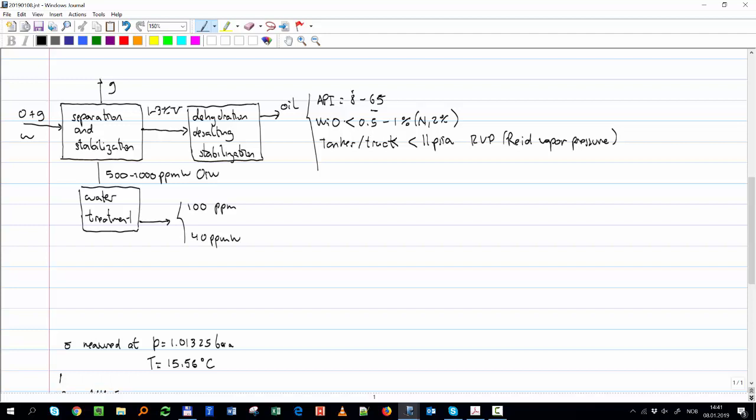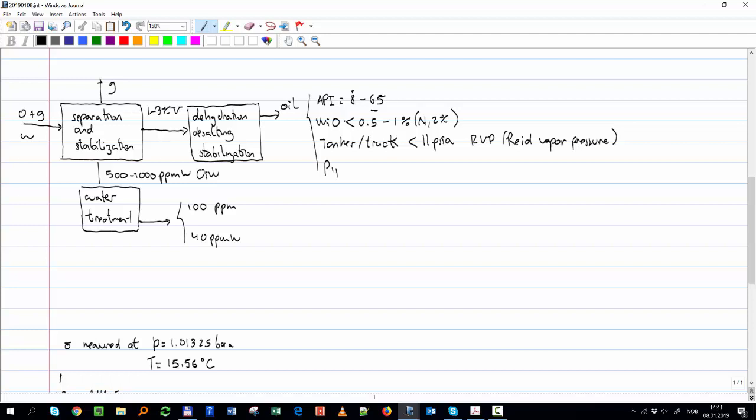Okay, I want that if I transport in a tanker or truck, I have to go down to 11 psi, which you see is less than the ambient pressure. How much was ambient pressure? 14.7, remember? So to get some vaporization, okay? And Reid is just the name of the measurement tool used, okay?